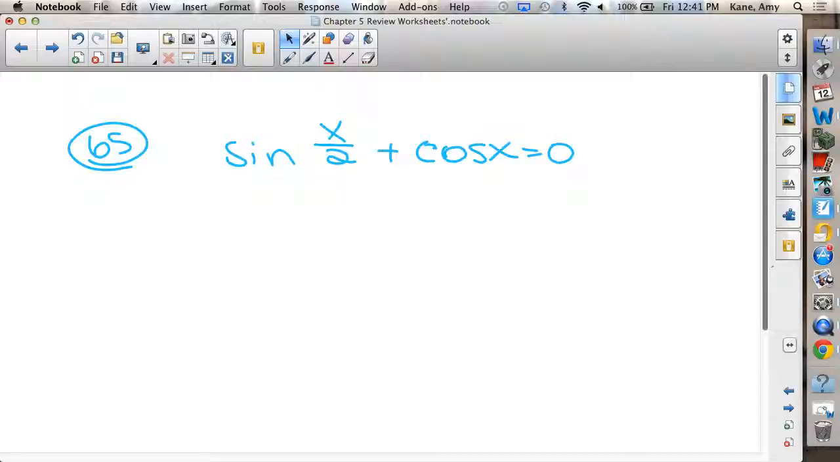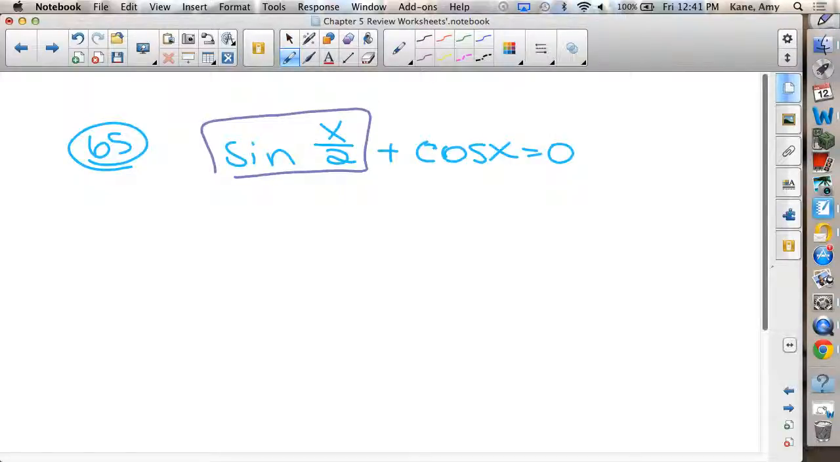Sin x over 2 can be replaced with square root of 1 minus cosine. Right. So we can take out the sine x over 2 and replace it with the formula, which is 1 minus cosine x over 2.